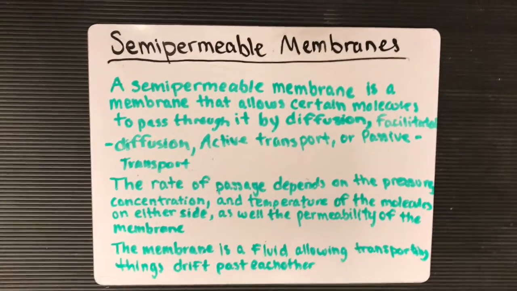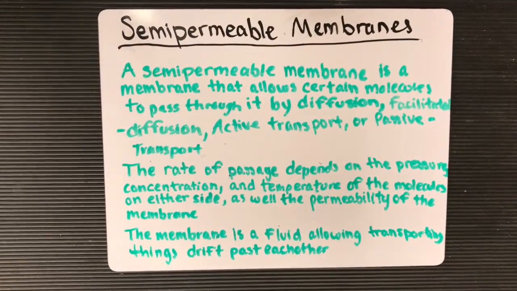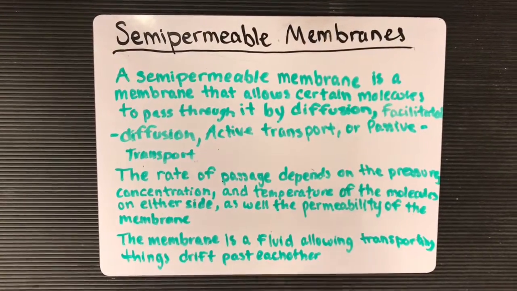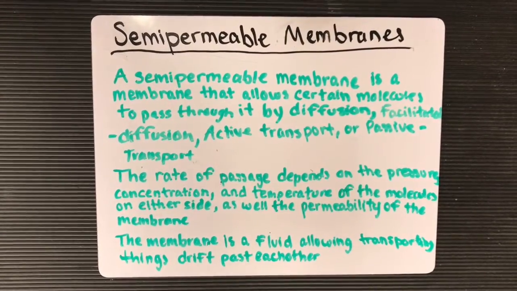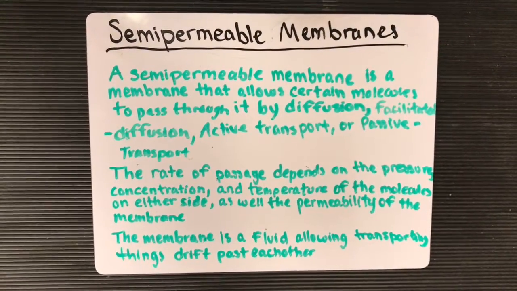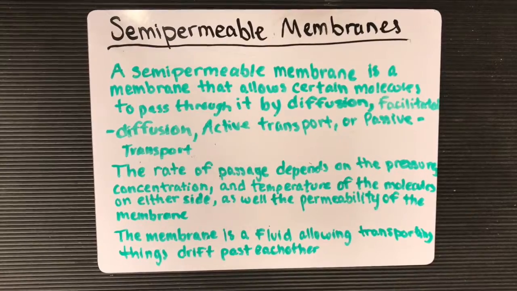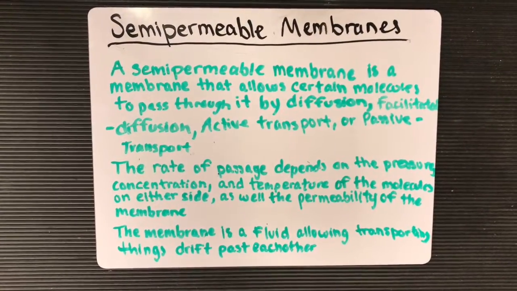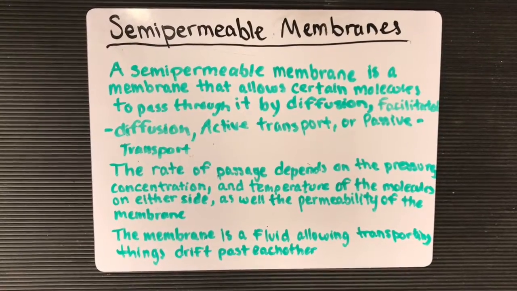Membranes. A semi-permeable membrane is a membrane that allows certain molecules to pass through it by diffusion, facilitated diffusion, active transport, or passive transport. The rate of passage depends on the pressure, concentration, and temperature of the molecules on either side, as well as the permeability of the membrane. The membrane is fluid, allowing transporting things to drift past each other.